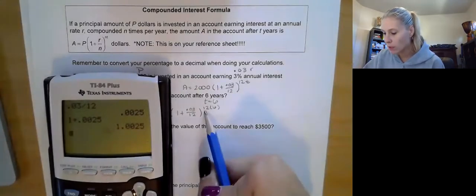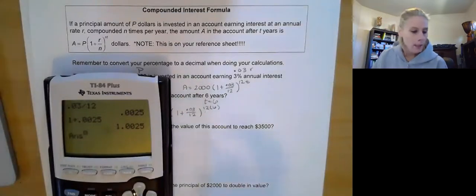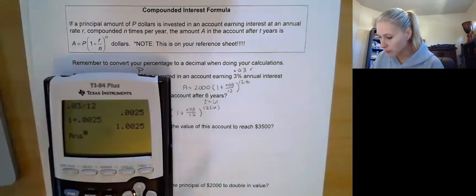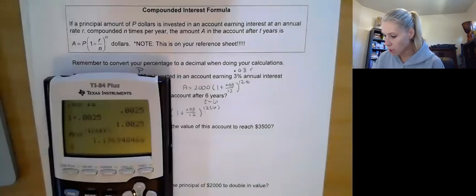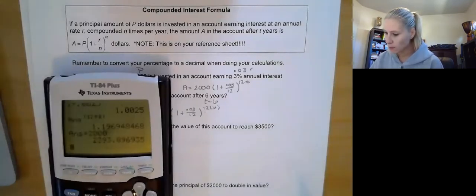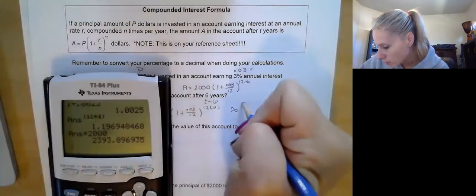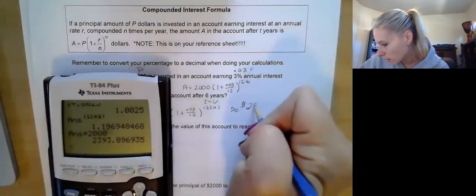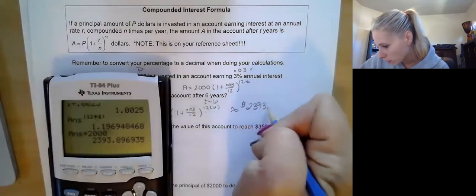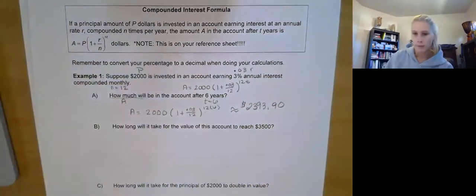Now I'm going to carry it to the exponent, right? I'm just going to do this so I'm not doing calculations in my head. It's 12 times 6. Enter. And I get this huge number. And then I'm going to multiply it by 2,000. Now let's keep in mind that this is an amount and we're approximating. This is the amount in dollars. So that's $2,393.90 when we round. Ta-da!